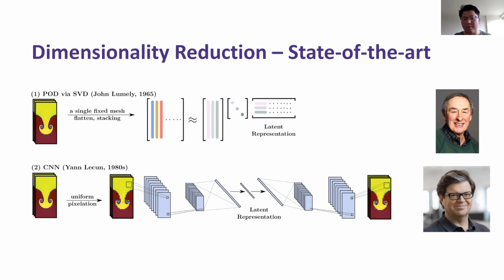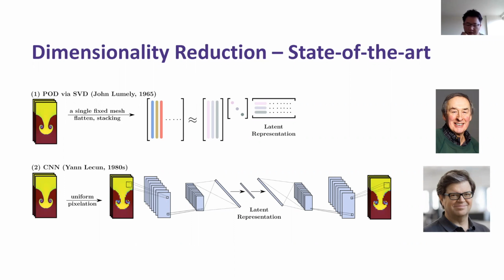So for advection-dominated problems, POD needs not just tens, but hundreds or even thousands of modes to accurately represent a flow field. That's basically the motivation for using nonlinear methods instead of linear methods to find a latent subspace.